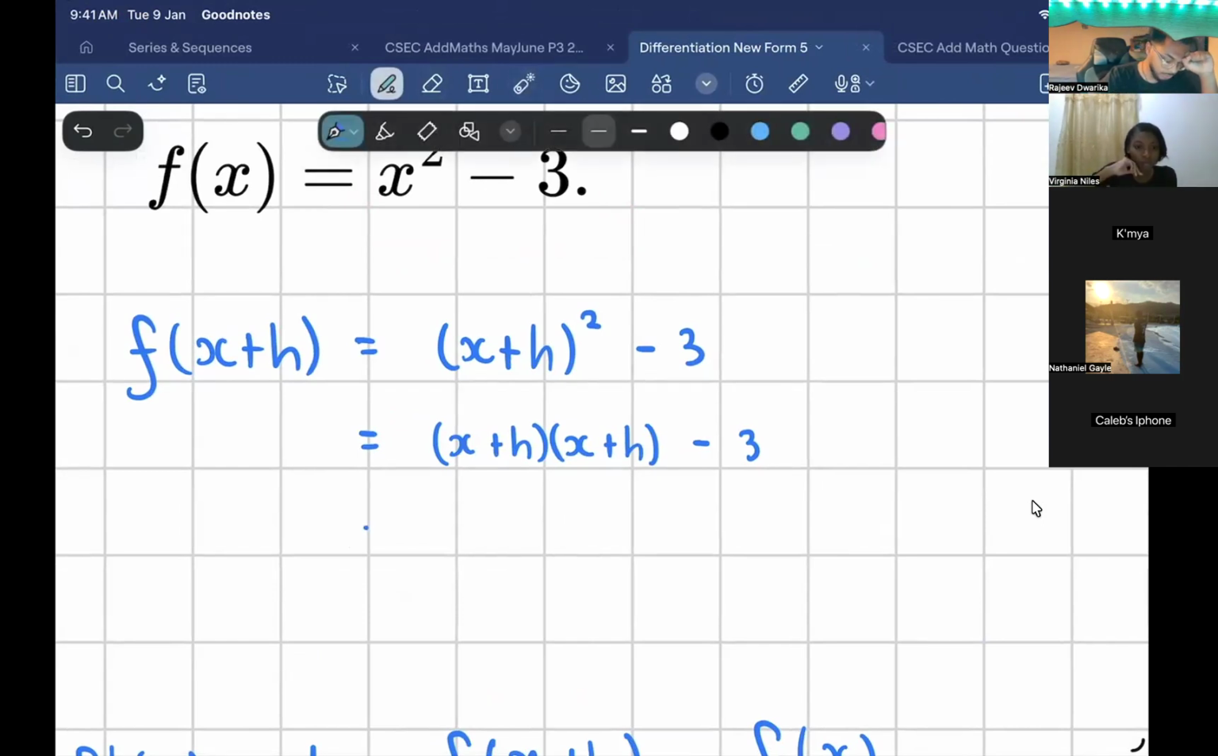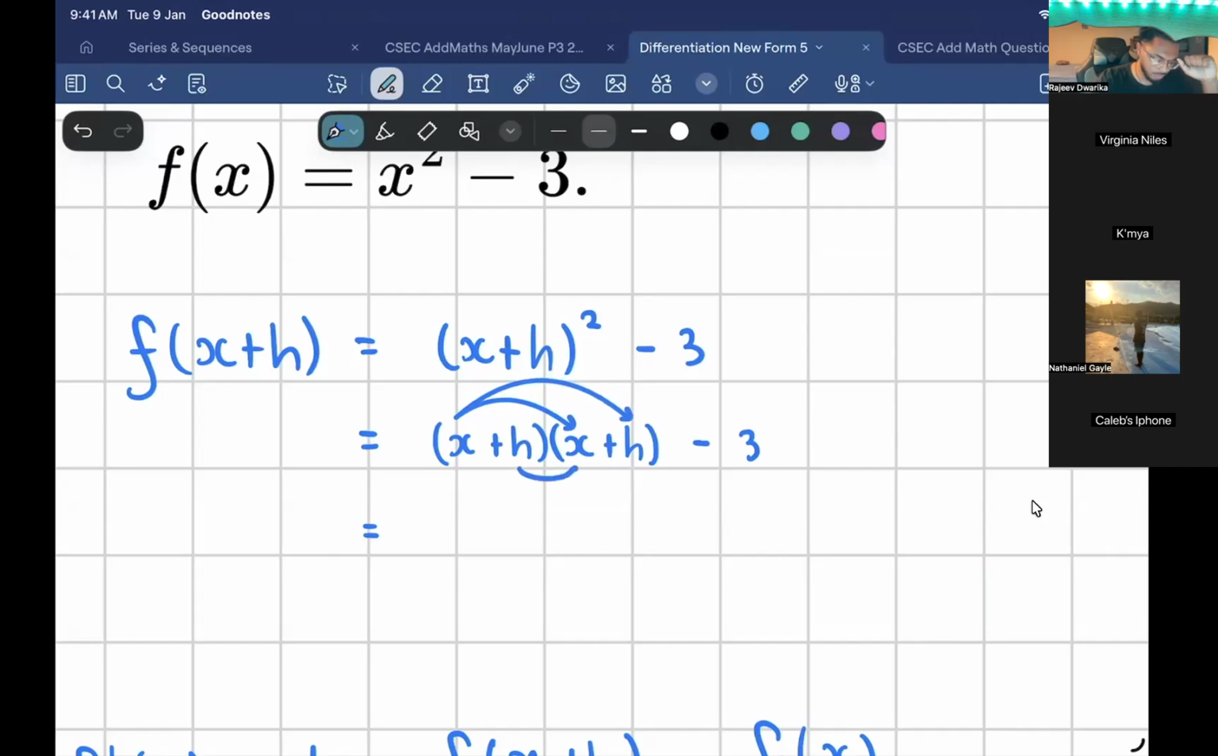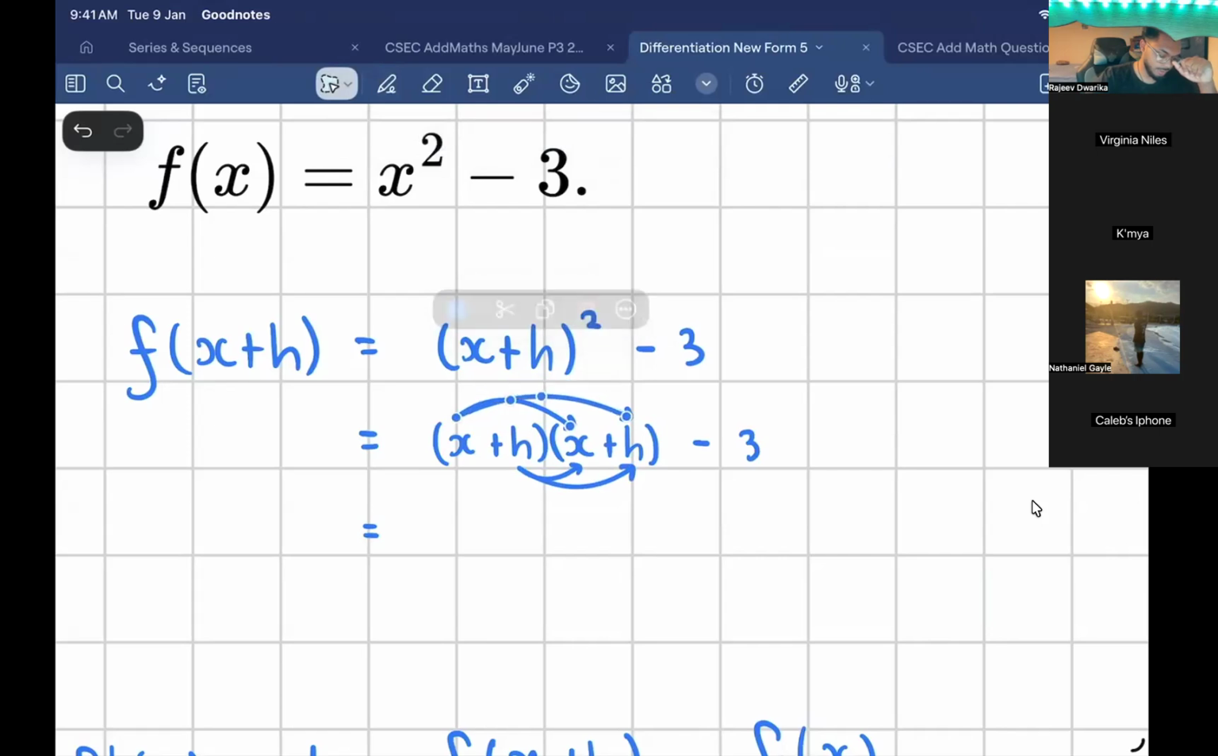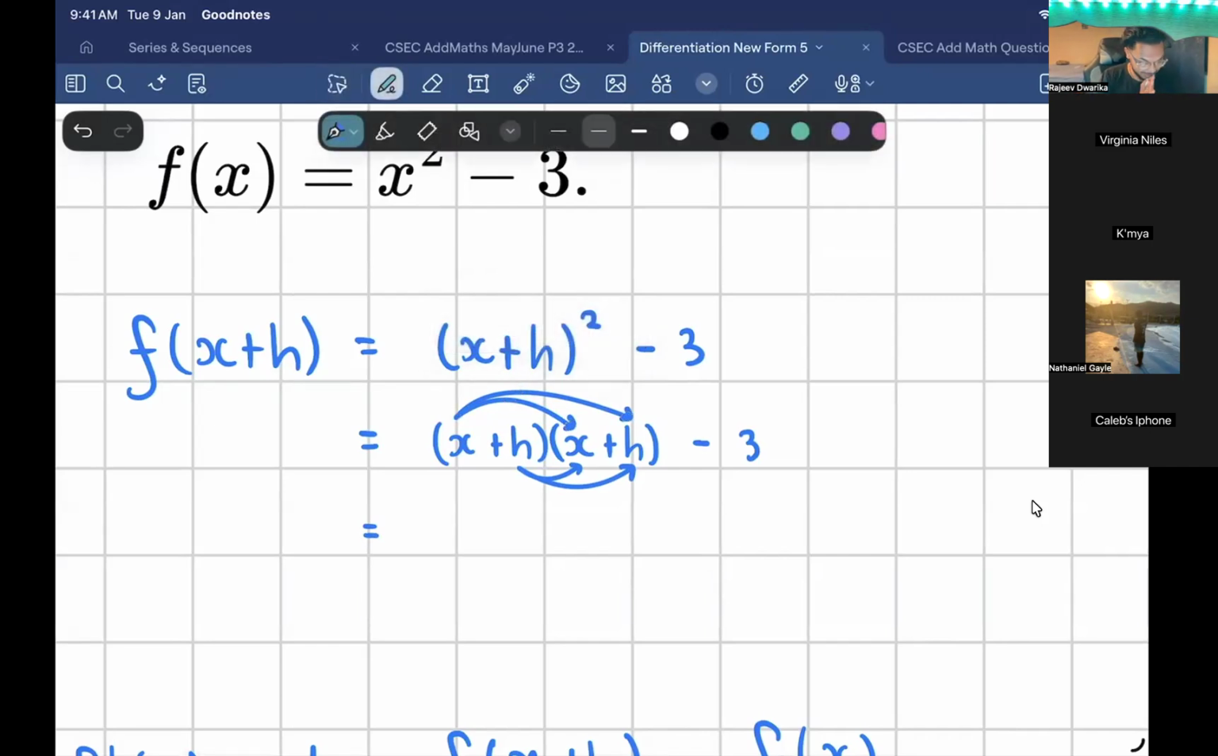Right, so let's continue. Caleb, do you know how you would expand this? x by x, x by h, h by x, and h by h. You see, you guys know this. It's just when you see it in a question, you fumble a bit. Separately, you know the concept, but when you have to work a question and combine everything, it malfunctions. That's why practice is important.